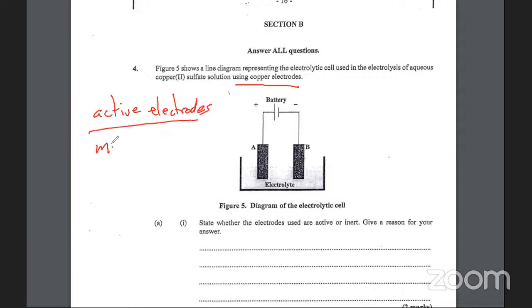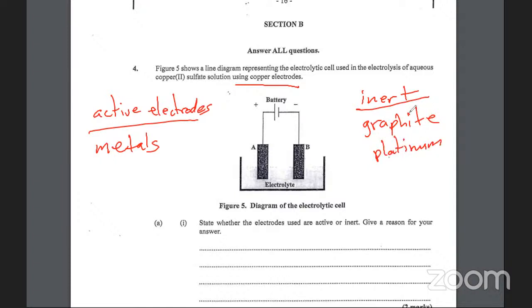Once you're using metals as your electrodes, it is active. If you are using graphite and/or platinum, these are the two electrodes that we consider inert. They do not react. So the active ones will actually react. So the fact that you are not using graphite or platinum means it is an active electrode.